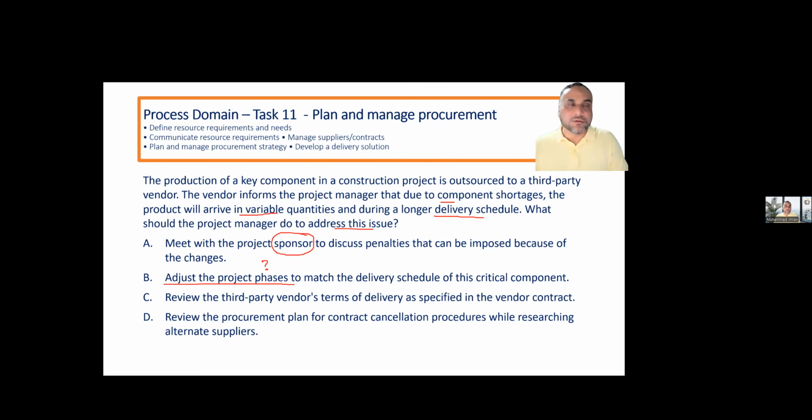You cannot even touch it, right? Review the third-party vendor terms of delivery as specified in the vendor contract. Review the procurement plan for contract cancellation procedure while researching alternate suppliers.